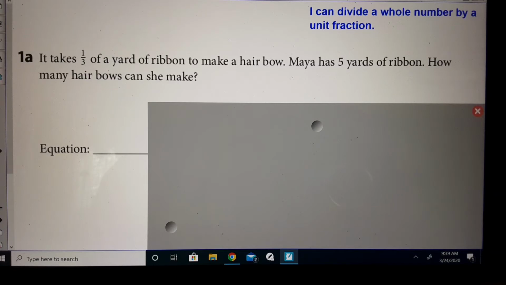Well, let's think about what the equation would be. Start with how many yards of ribbon she has and what kind of pieces she's going to cut it into. She's going to group it by what size piece. I want you to try to write down the equation that would go along with this word story problem. So pause the video if you need to get out your notebook and pencil, or maybe write it in your head. I'm going to wait a few seconds. You can pause if you need more time.